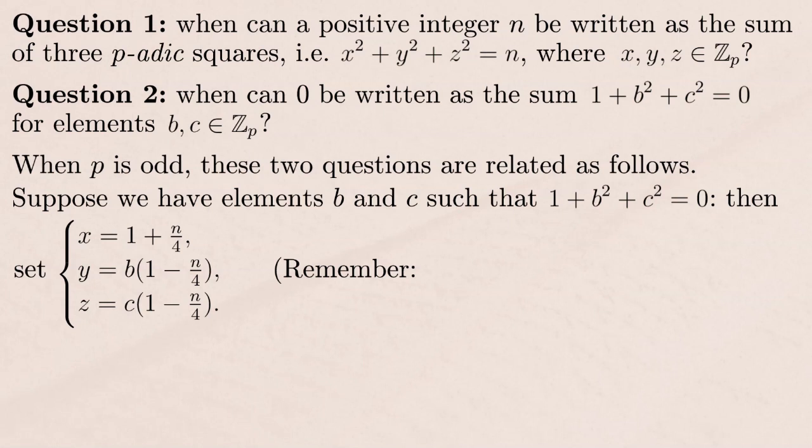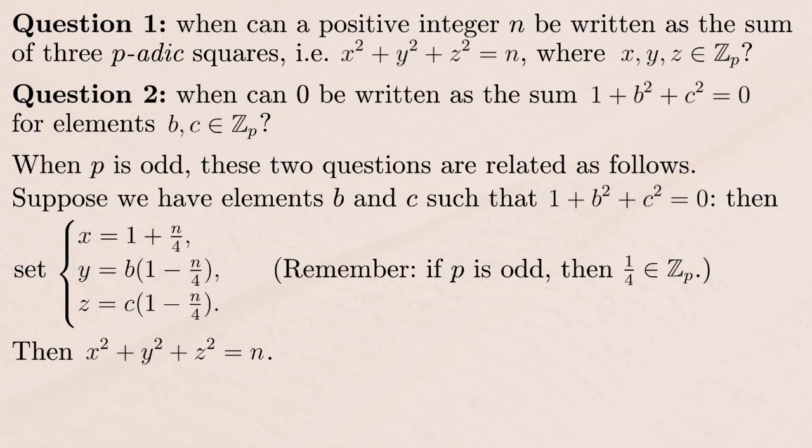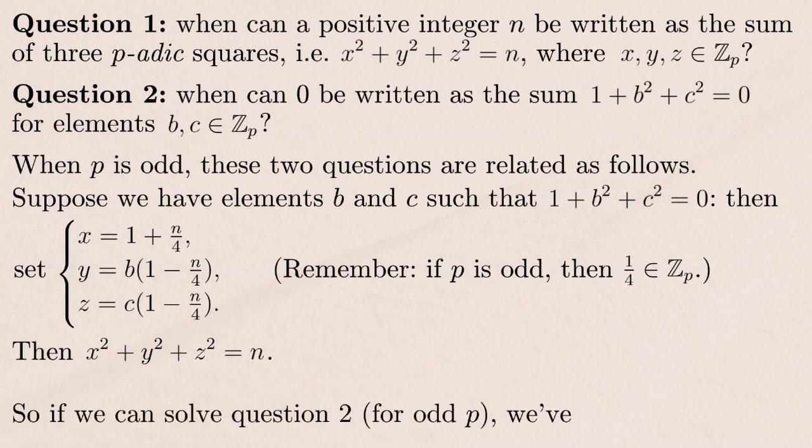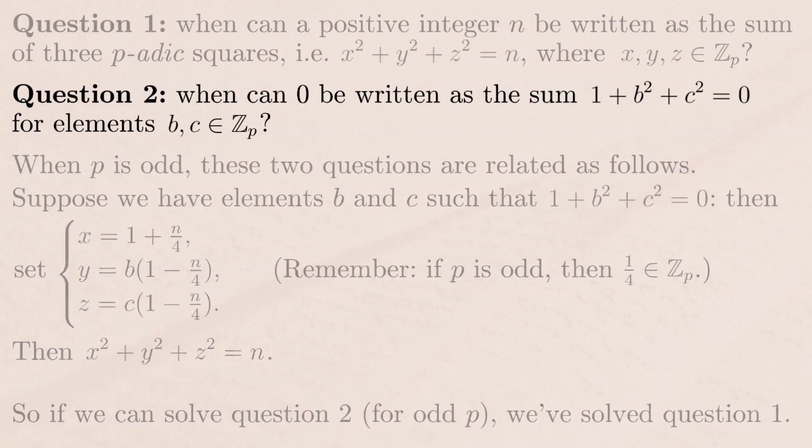Remember here that even though you can't always divide inside Zp, if p is odd, then 1 over 4 is an element of Zp by one of the exercises from earlier in this video. So this makes sense. Then you can multiply them out to see that x squared plus y squared plus z squared does equal n. So if we have a solution to question 2 for an odd prime p, this trick gives us a solution to question 1. So let's solve question 2 for odd primes p.